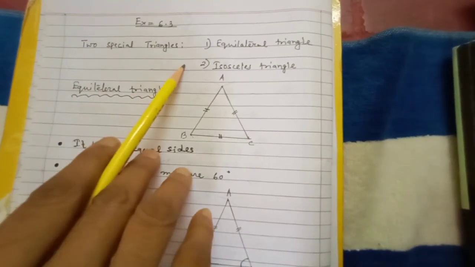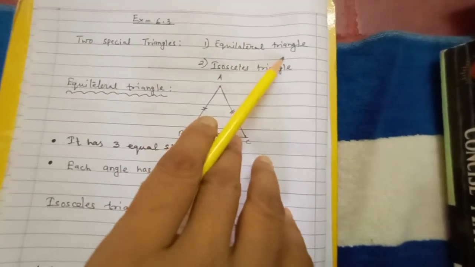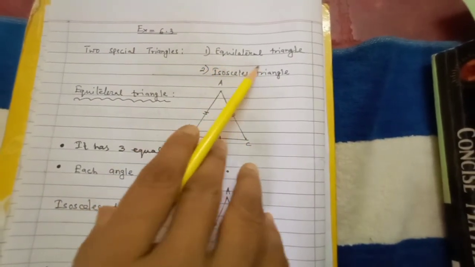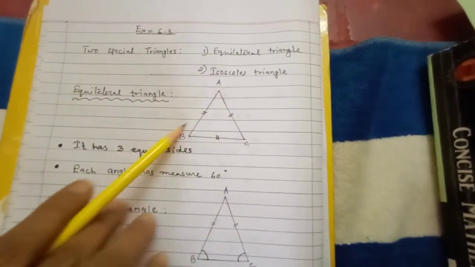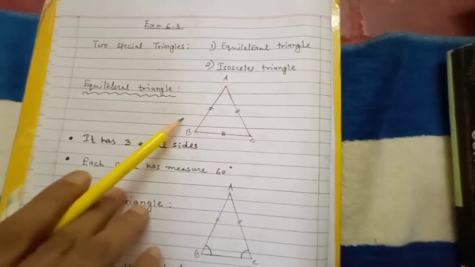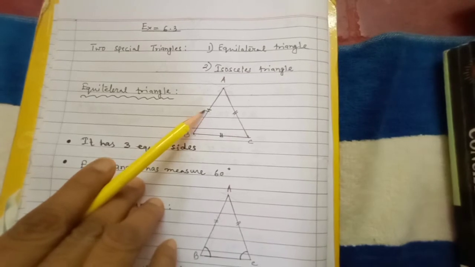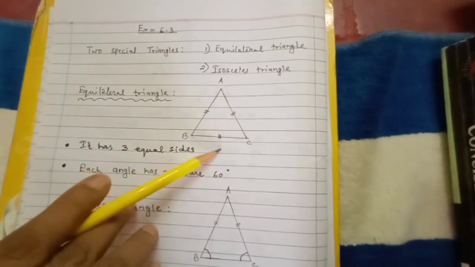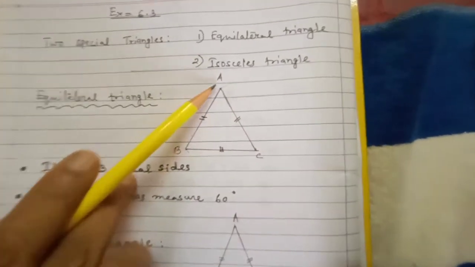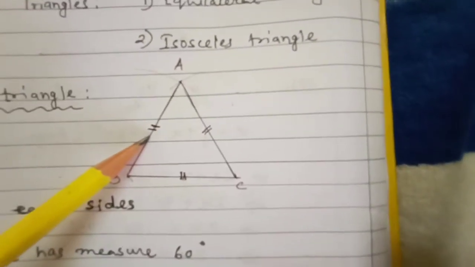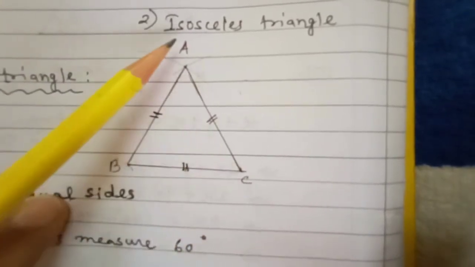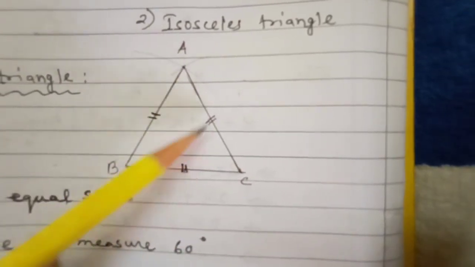Two special triangles: one is the equilateral triangle, another is the isosceles triangle. As the name suggests, in an equilateral triangle all the three sides are equal. When the sides are equal, we give this sign to show which sides are equal to one another. Here AB is equal to BC is equal to CA. That means three sides are equal.